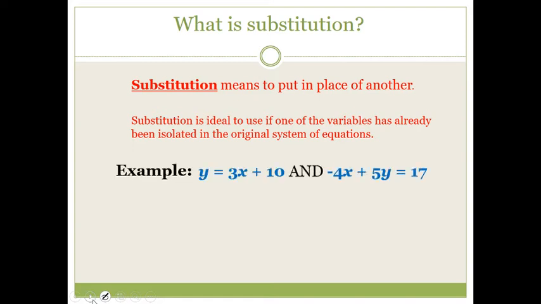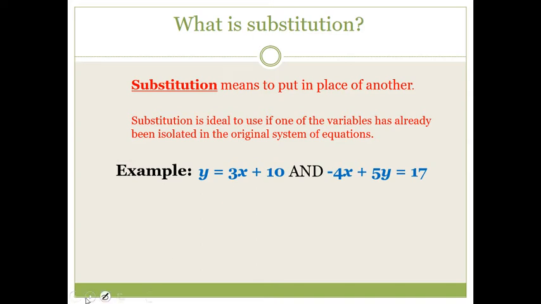So for example, take a look at this system of equations. Here we have our two equations. The second equation here is written in what we call standard form. The x's and y's are together on one side of the equation. But the first equation here has y all by itself. It's in slope-intercept form, right? So y is isolated. And this is an example of when it might be to our advantage to use substitution.